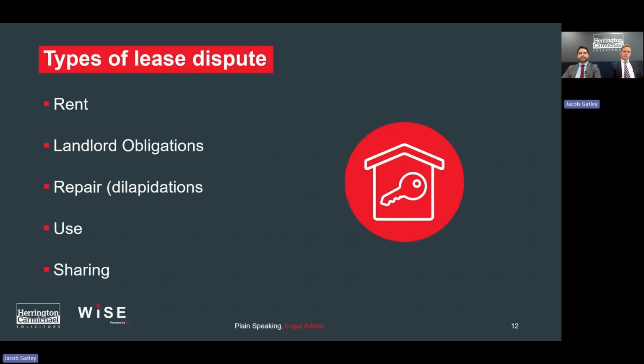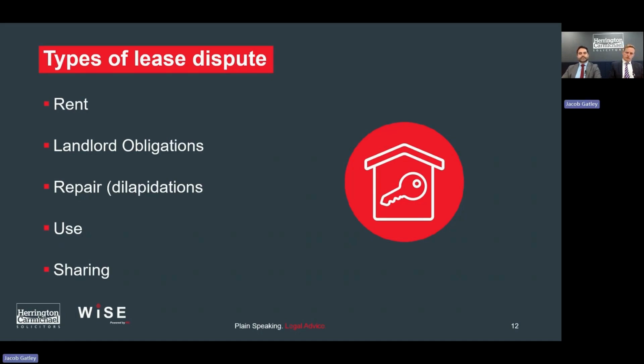Use. So I've had quite a few cases where landlords have the clause in the tenancy agreement or license that says you're allowed to use it for a particular purpose, and then for whatever reason you end up using it for some other purpose, and that can lead to the landlord being able to terminate the lease or making claims of damages or all sorts of things.